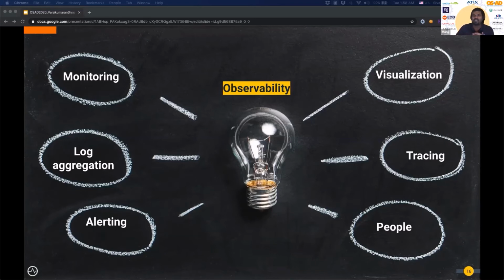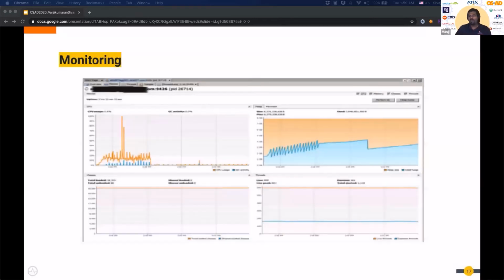So one of that is monitoring. Second is log aggregation. The third one is tracing. Fourth is visualization, alerting, and people. So we will look at them one by one.